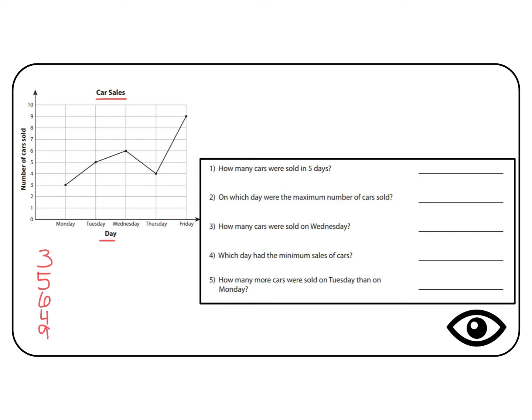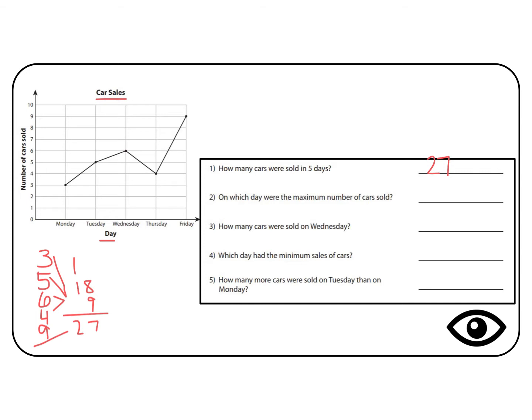So if we want to know how many cars were sold in all 5 days, we need to add them together. 6 plus 4 is 10. 10 plus 5 is 15. 15 plus 3 is 18. Plus 9, 8 plus 9 is 17. So we get 27. 27 cars were sold.